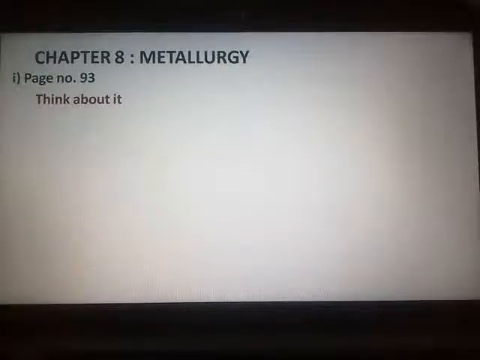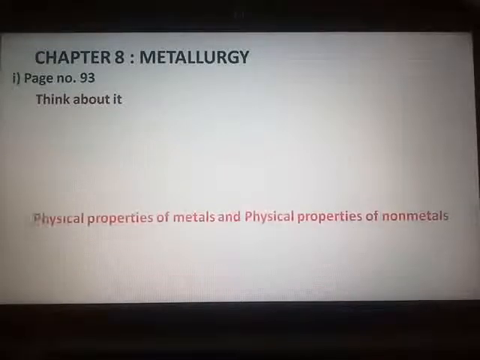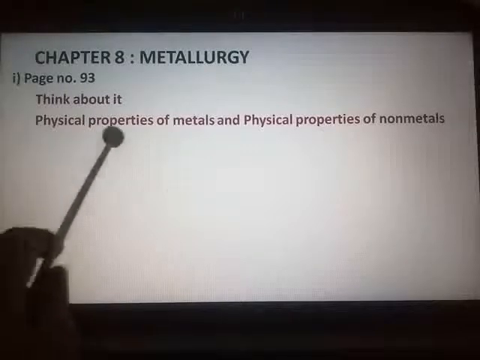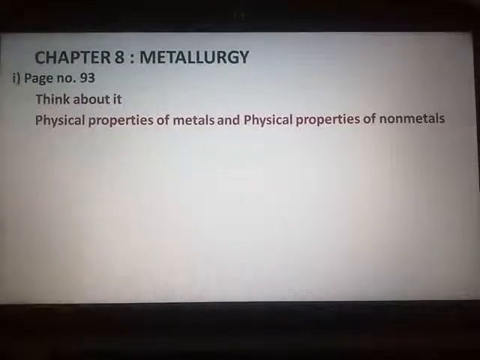And on the same page, you can see the heading is next activity, can you tell the physical properties of metals, and below that you have the paragraph physical properties of non-metals. So both the paragraphs you put a big cross. So if you just see, then on this page you don't have to study anything. The entire concept of physical properties of metals and physical properties of non-metals is to be removed.